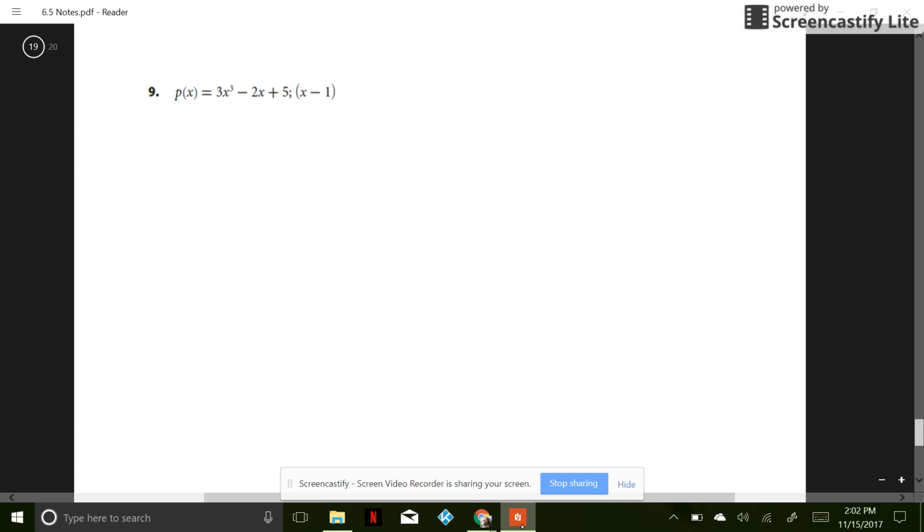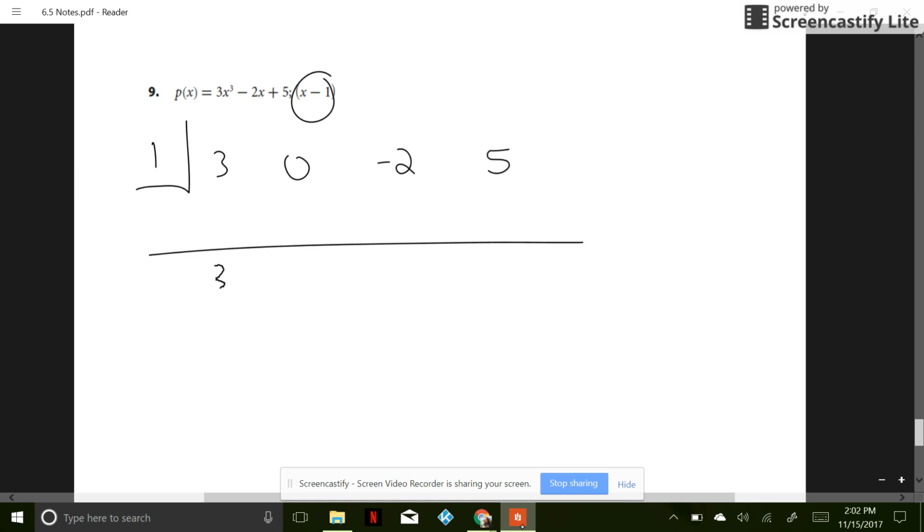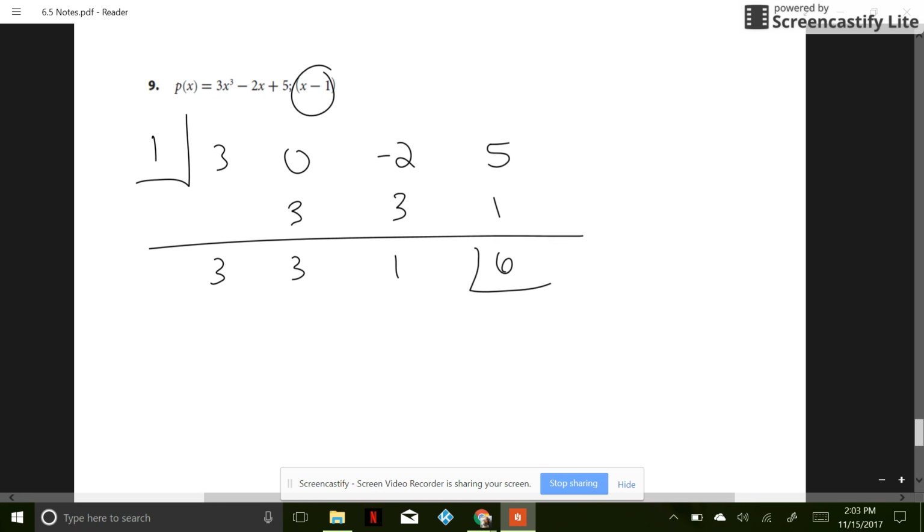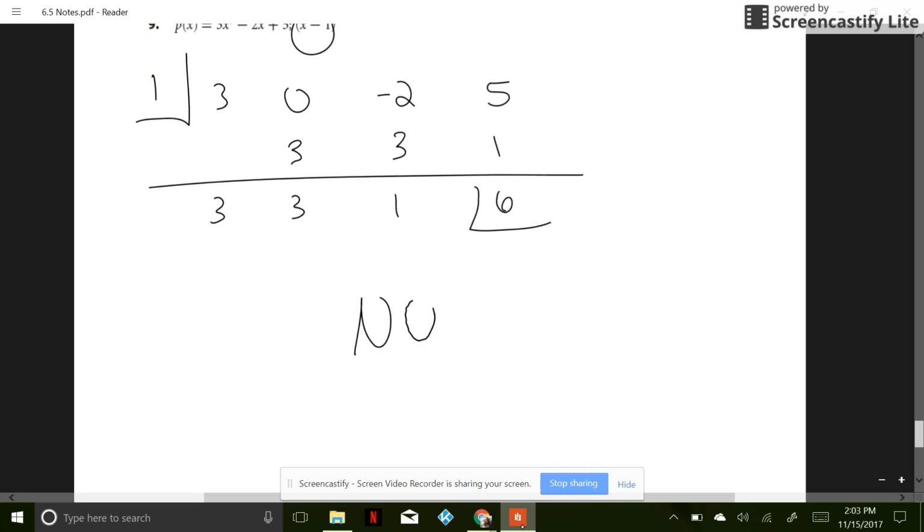Okay, we're trying to check if this one is a factor, so we take our a value, which is a positive 1, opposite sign. We take our coefficients here, 3, 0, -2, 5. Bring down the 3, then we multiply. 1 times 3 is 3. 0 plus 3 is 3. Multiply. 1 times 3 is 3. -2 plus 3 is 1. Multiply. 1 times 1 is 1. 5 plus 1 is 6. So our remainder is not 0, so it is not a factor.